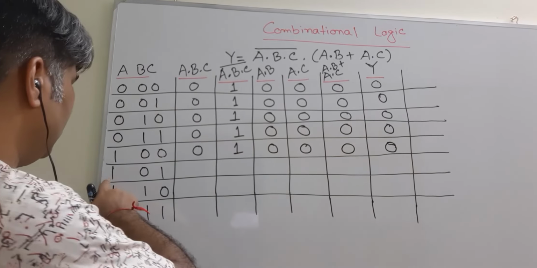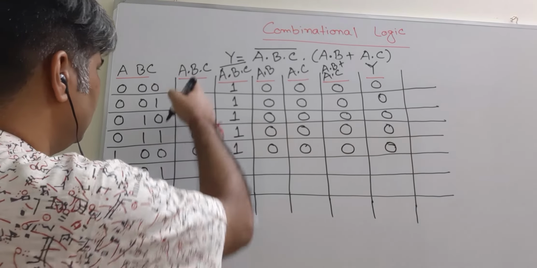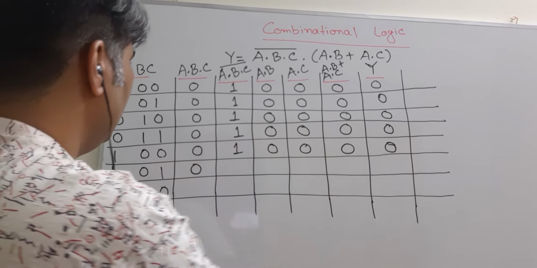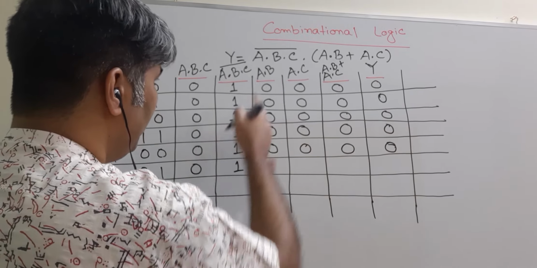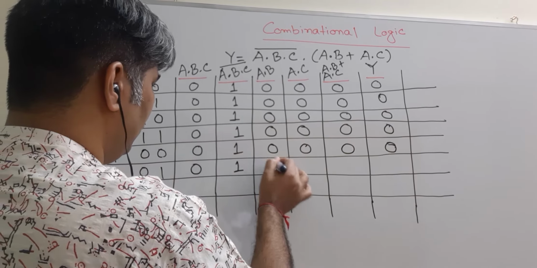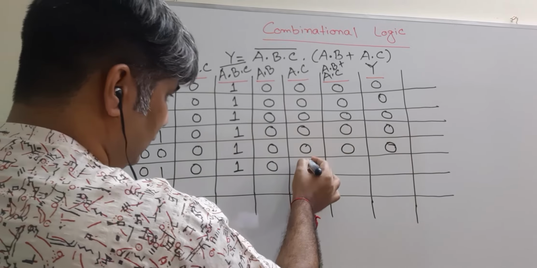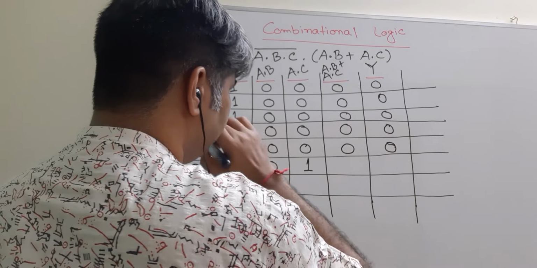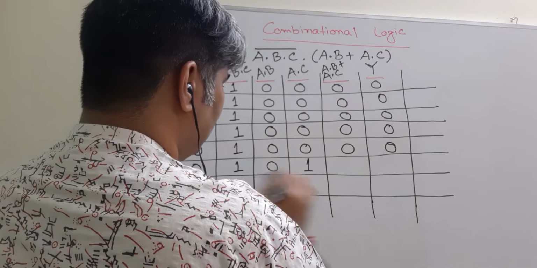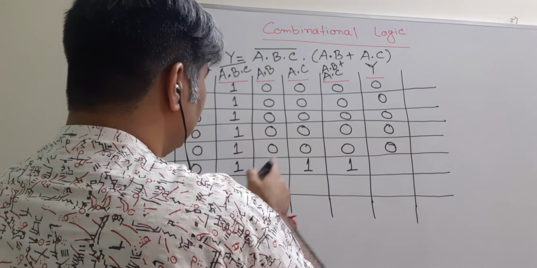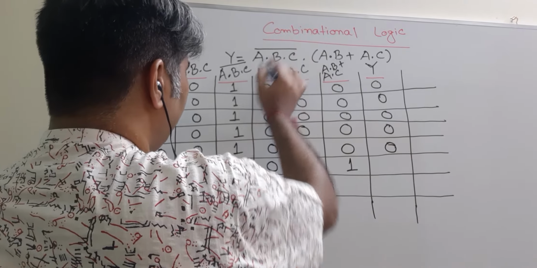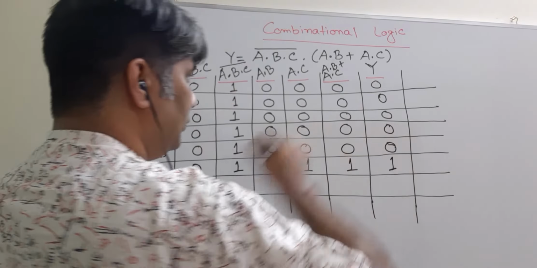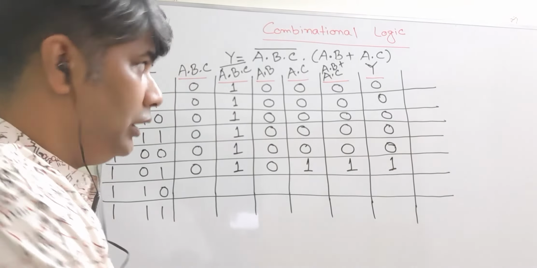Now this one is 1 0 1. Since b is 0, this one will be 0, and then this one will be 1. a dot b will be 0, and a dot c will be 1, and since this is a dot b plus a dot c, this one will be 1. So now a b c prime, which is this one, is a 1, and this one will be 1, so we will have a 1. First time we have a 1 in y.